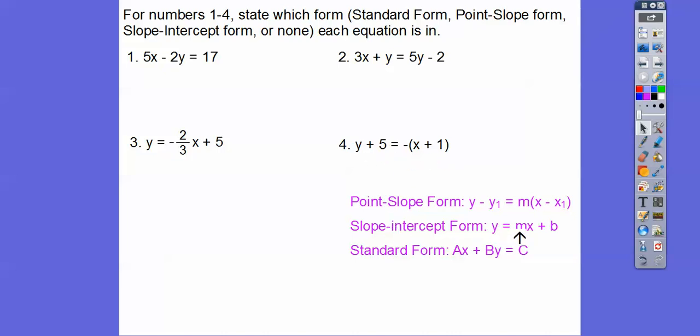Slope-intercept form is y equals mx plus b. Here, this one, y equals mx plus b, okay? Standard form is ax plus by equals a number. So here's ax plus by equals some number. This one looks like it's in standard form, but you can't have that y right there. It'd have to go over here with that one. So this one's standard, neither, slope-intercept form, point-slope form. Okay, that's what all those are in.